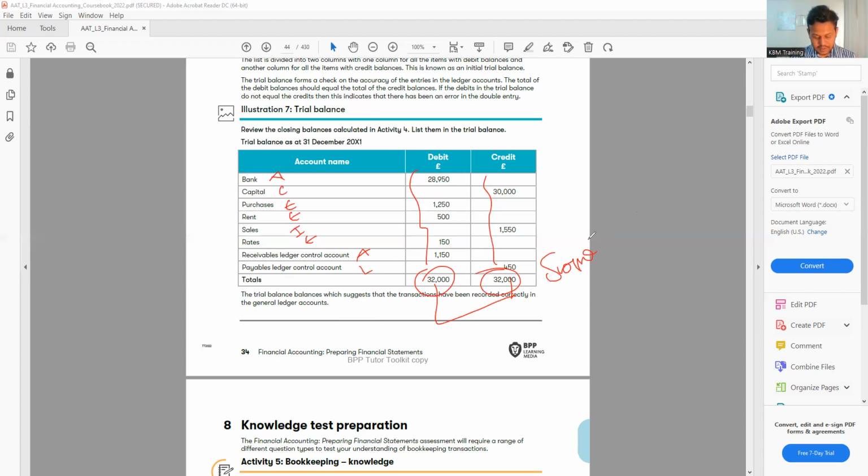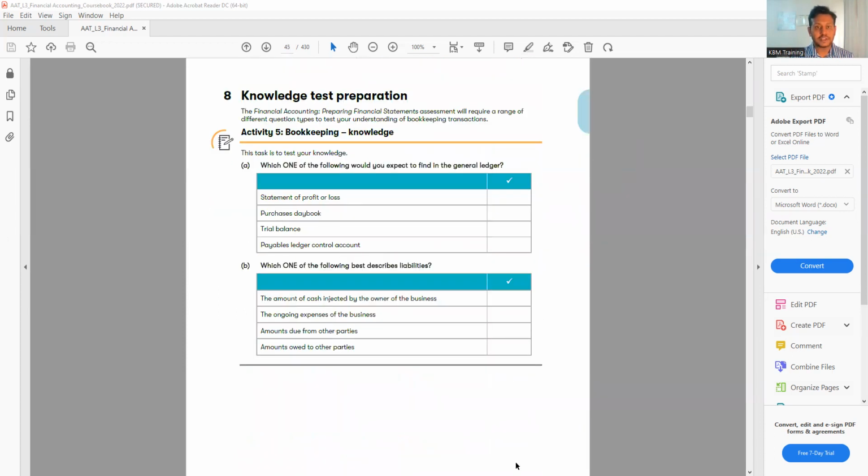All right, what else do we have here? We have some advanced bookkeeping knowledge. It says test preparation, activity 5. This task is to test your bookkeeping knowledge. Which one of the following would you expect to find in the general ledger? As I said, we have two types of ledger. One is the individual ledger, which represents an individual customer or supplier, for example the purchase ledger for an individual supplier, or the sales ledger for an individual customer. Also, we have the total balance, all the customers together, all the suppliers together. We call it the general ledger, GL. For example, sales ledger control and purchase ledger control.